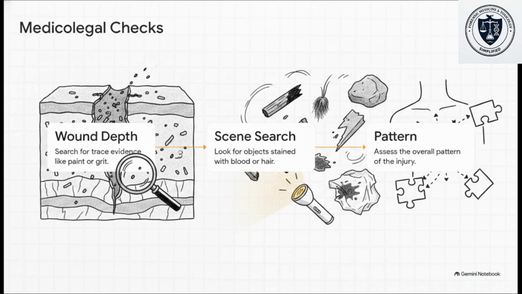So, how does one actually apply all this biology and physics at a messy crime scene? They follow a super precise checklist. Step 1, search the very depth of the lacerated wound for trace evidence. Because the skin is crushed and torn open, foreign material, pieces of paint, grease, or grit from the weapon, often gets trapped right inside. Step 2, search the surrounding scene for objects stained with blood, hair, or tissue fragments. And Step 3, carefully assess the overall pattern of the injury to piece the whole event together.